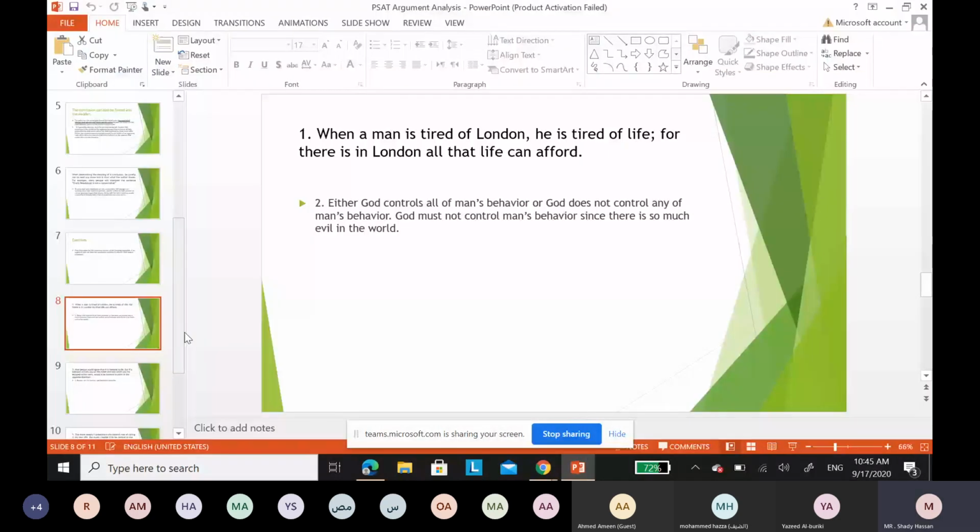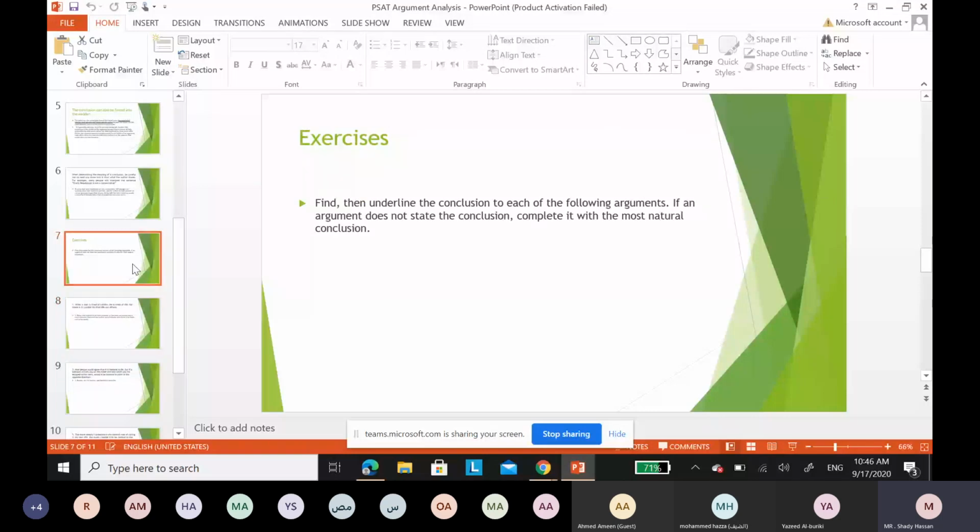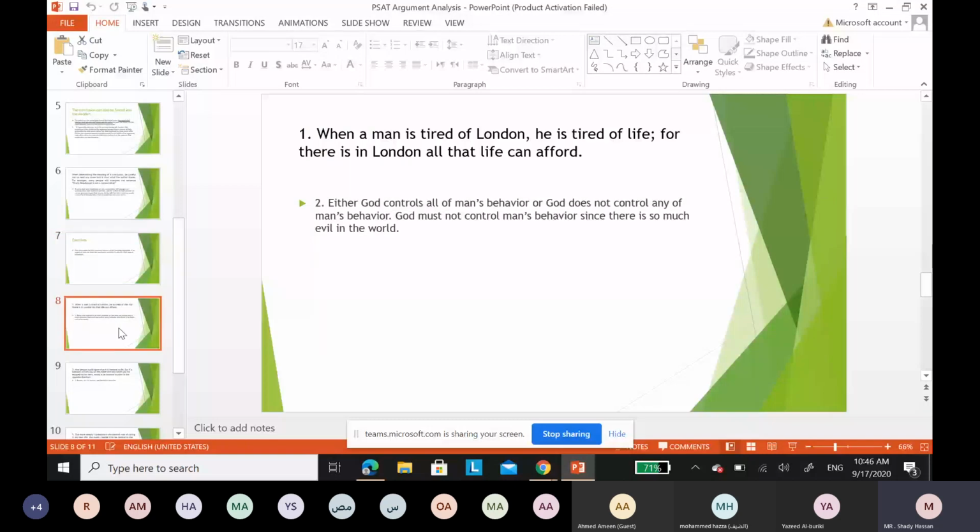Well, my question is: find and underline the conclusion to each of the following arguments. If an argument does not state the conclusion, complete it with the most natural conclusion. Question number one. When a man is tired of London, he's tired of life, for there is in London all that life can afford. So in here, where is the conclusion?